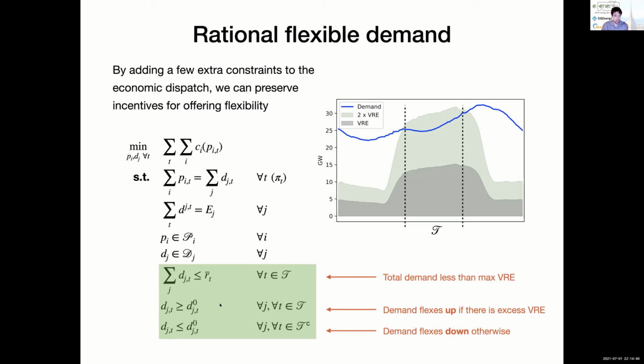These are important to have these sort of complementary directions on these inequalities, because with shift flexibility, the total amount of energy used over the whole time horizon has to be invariant. So if I flex up in one period, there has to be a corresponding flex down in some other time period.